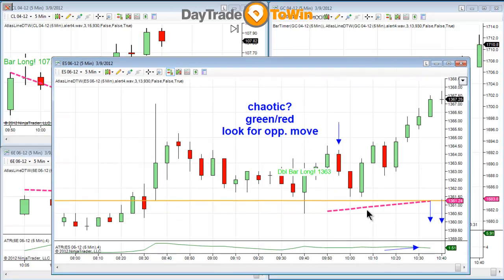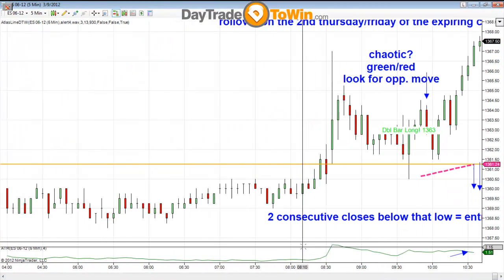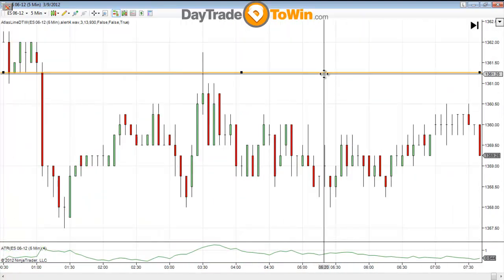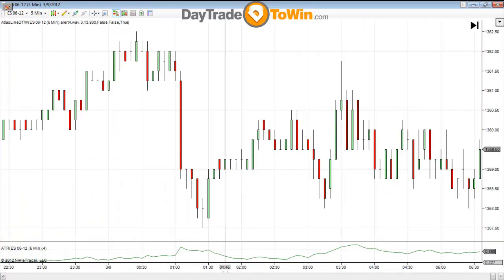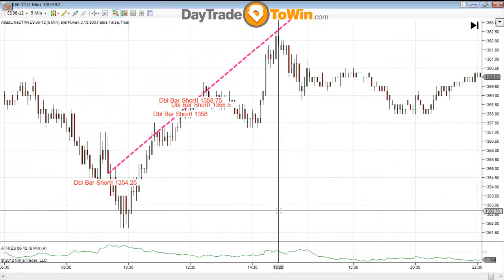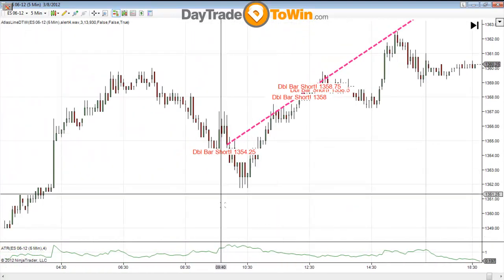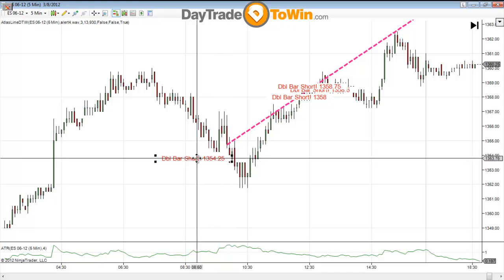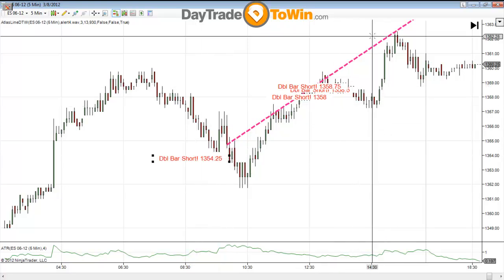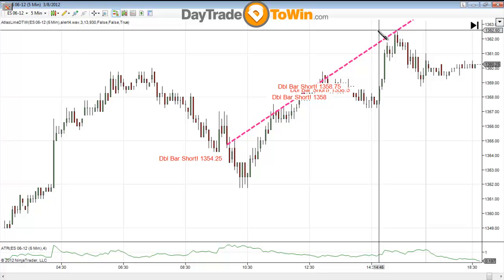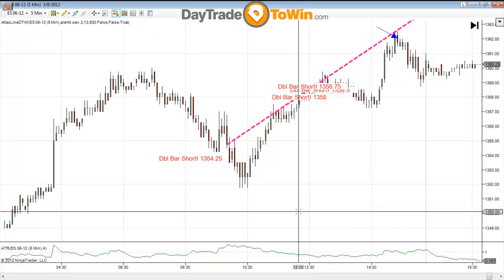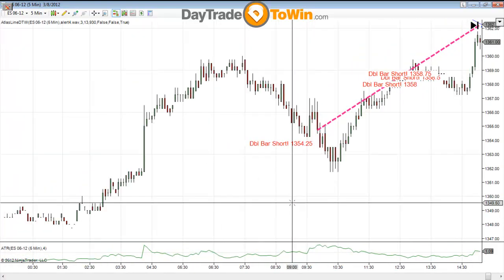Let me just show you guys a couple of days in a row of the Atlas line. Here is the Atlas line from yesterday. There's the short on the Atlas line, and there's a bounce trade here at the end of the day as well to go short. That's yesterday on the E-mini.